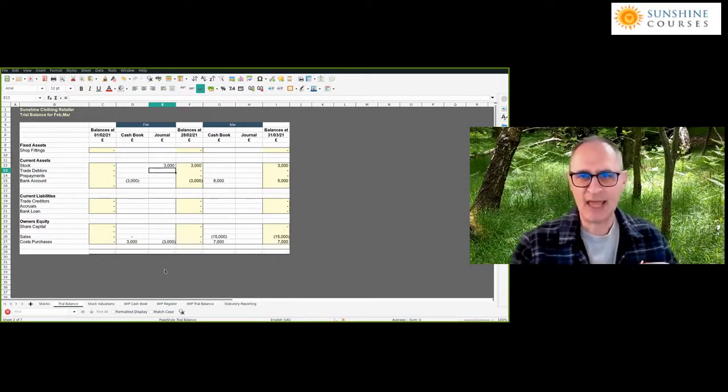So at the end of February, we show we've got stock of £3,000. We have an overdraft of £3,000. This is the bank account going negative. And we don't have anything in our profit and loss account because we haven't sold anything yet. Perfect. What about March?